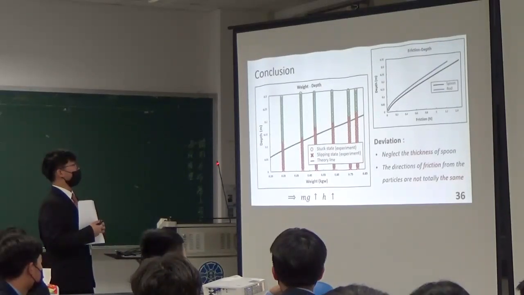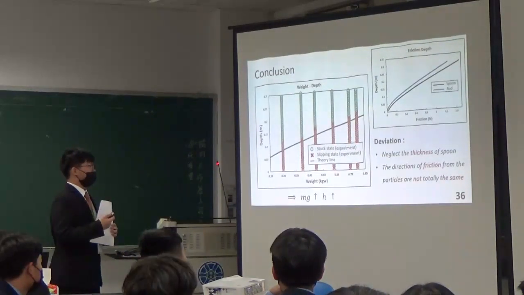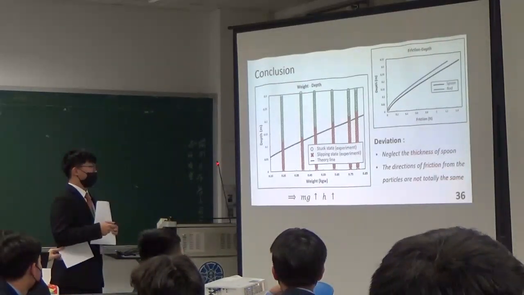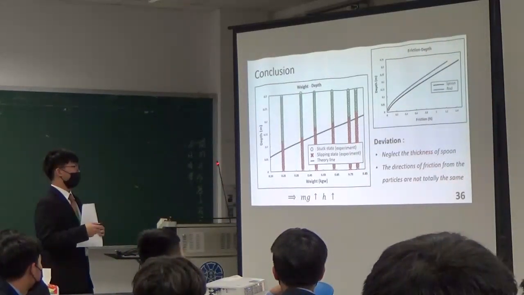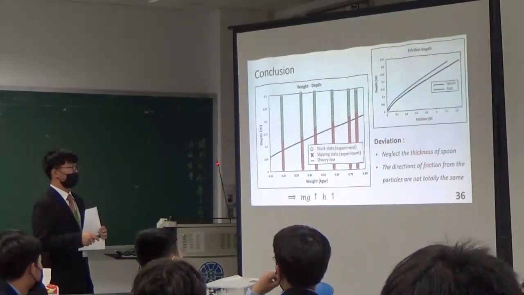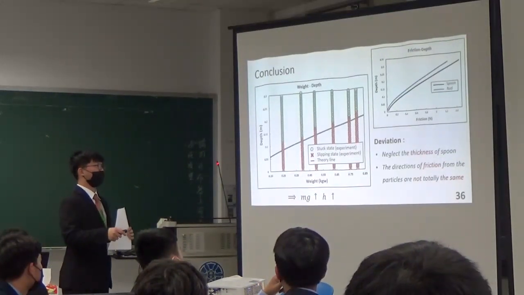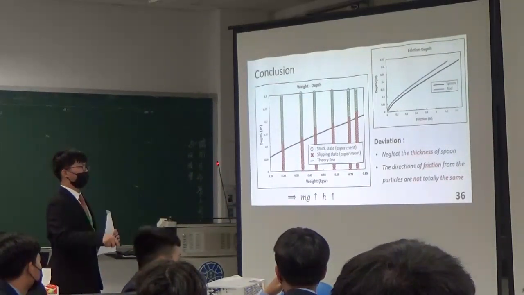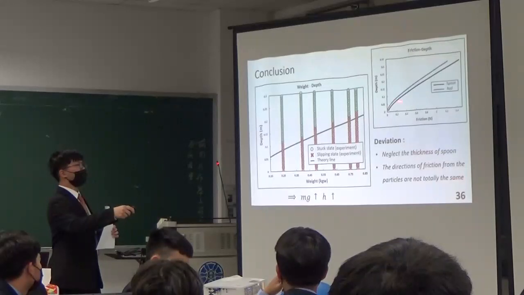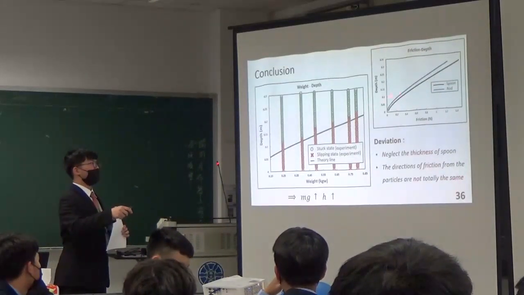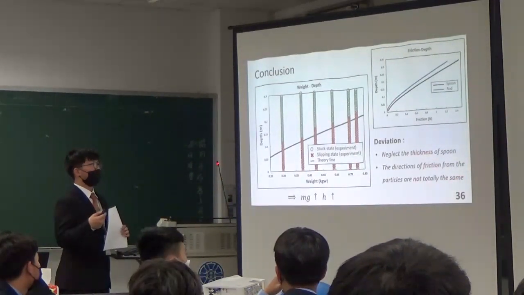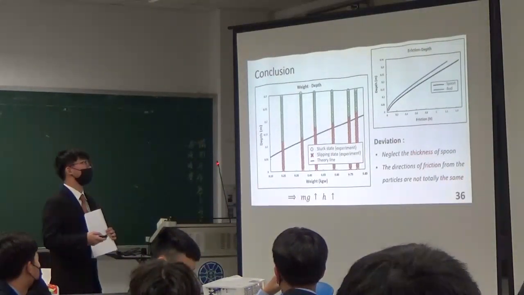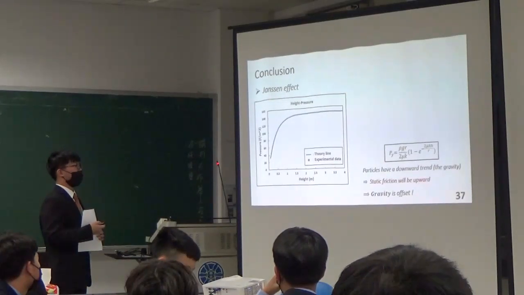And this is the conclusion of the spoon experiment. You can see that here we have the same result as we change the spoon as a parameter. So as the mass increases, the depth also needs to be increased. And the deviation also comes from the fact that we neglect the thickness of the spoon and the direction of the friction from the particle is not totally the same. And this graph shows that at the same depth, the spoon has a larger friction because it has a larger surface area.